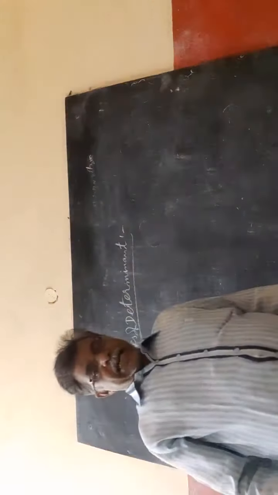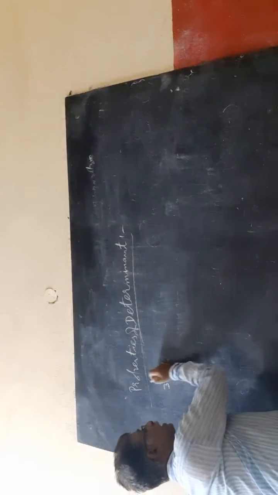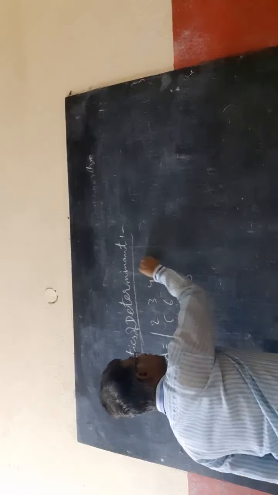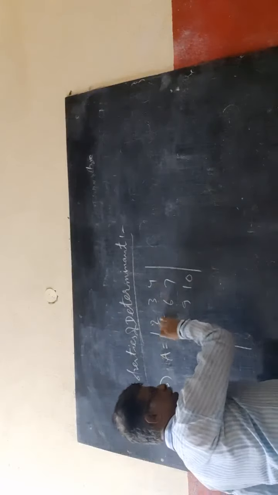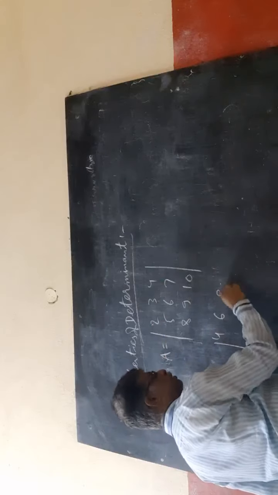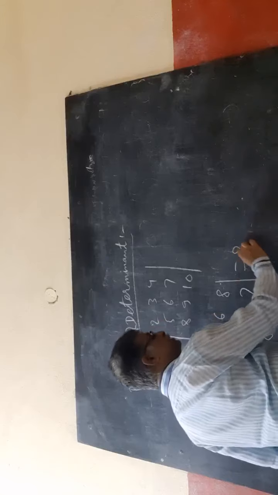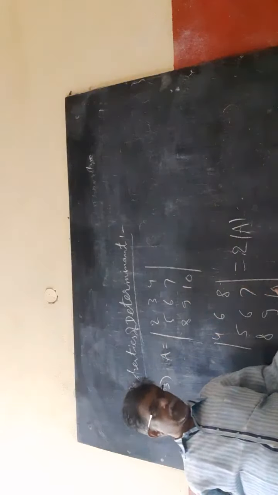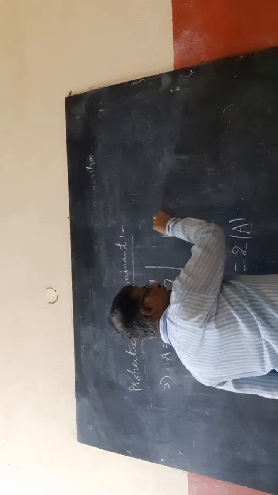Next, if any row or column is multiplied by k, then the determinant is increased by k times. For example, take A as 2 3 4, 5 6 7, 8 9 10. If I multiply the first row by 2, it becomes 4 6 8, with 5 6 7 and 8 9 10 unchanged. Then the value is 2 times the original, because every element of the first row is multiplied by 2. So if any row or column is multiplied by k, the determinant is k times.